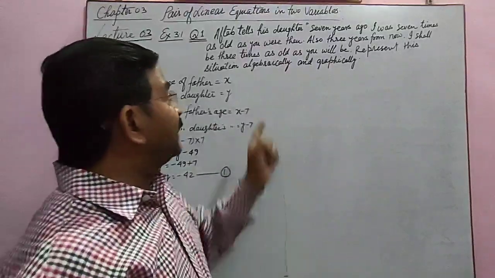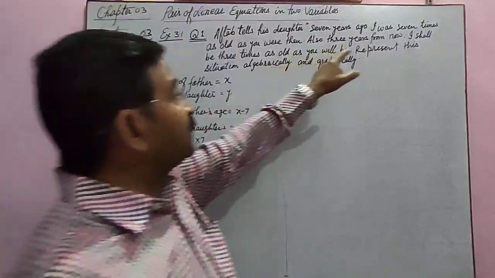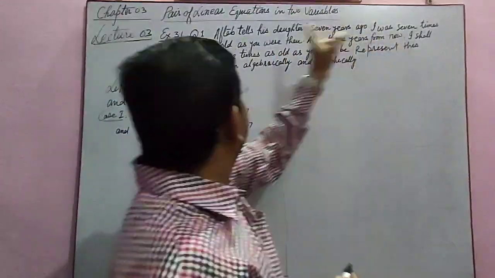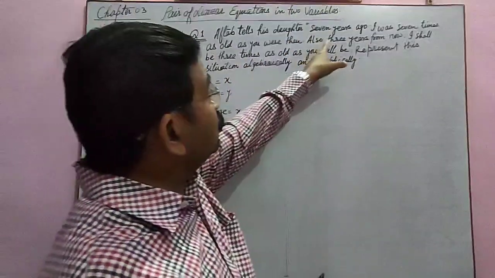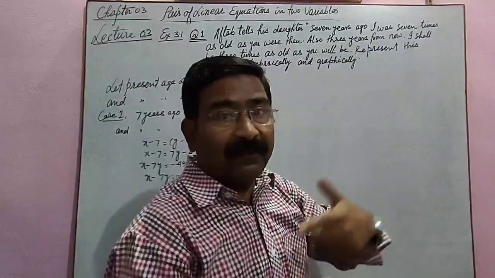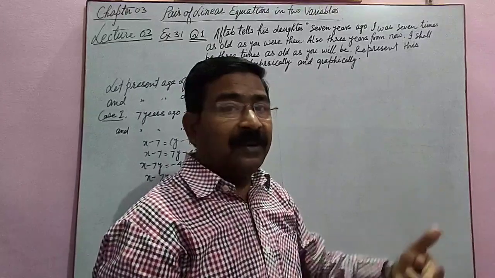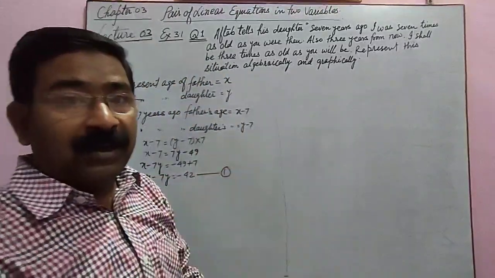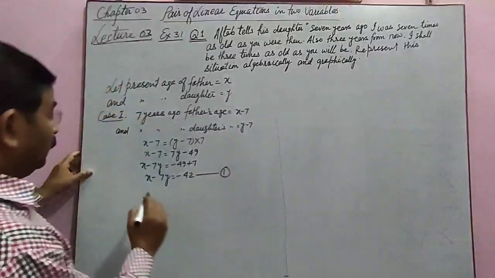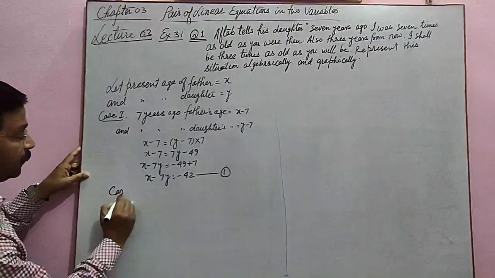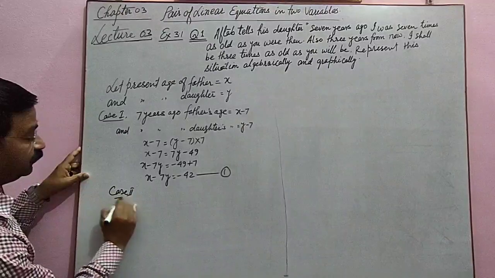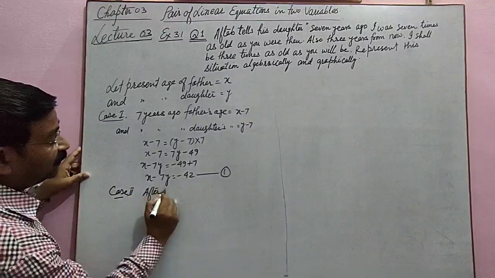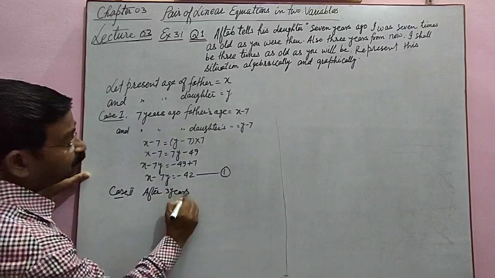Now, second situation. What does it say? I was 7 times. This is also 3 years from now. Means after 3 years. He will be 3 times. Father is always father. He will be older than daughter. So we write case second. We write like this. After 3 years.